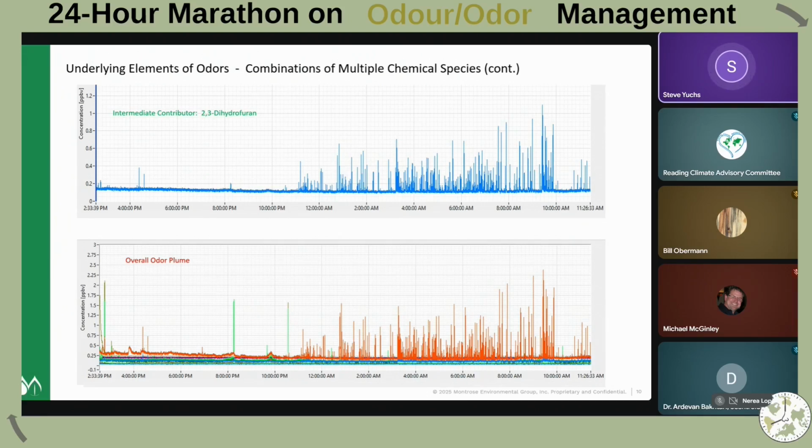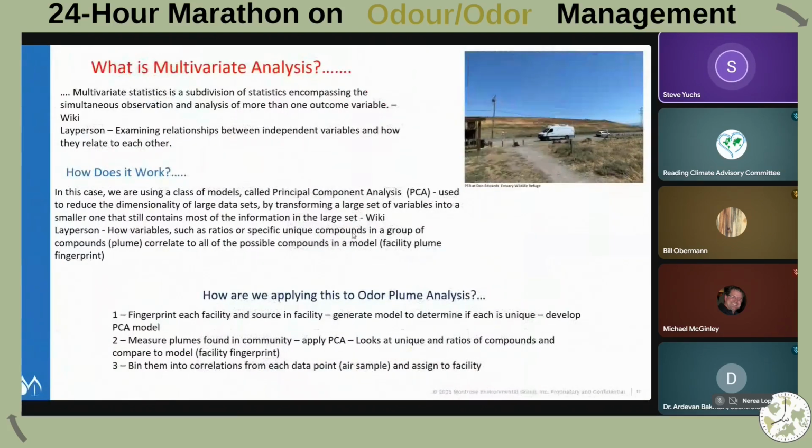These graphs that you see here are just one small step. This is a tremendous amount of data that we generated over this 2-week time period. So we really needed to do something with it. Now we're going to step into the next area, which is taking this data and performing a multivariate analysis. I'll read you the wiki definition: multivariate statistics is a subdivision of statistics encompassing the simultaneous observation and analysis of more than one outcome variable. In other words, because I'm not a mathematician, it's relationships between independent variables and how they relate to each other.